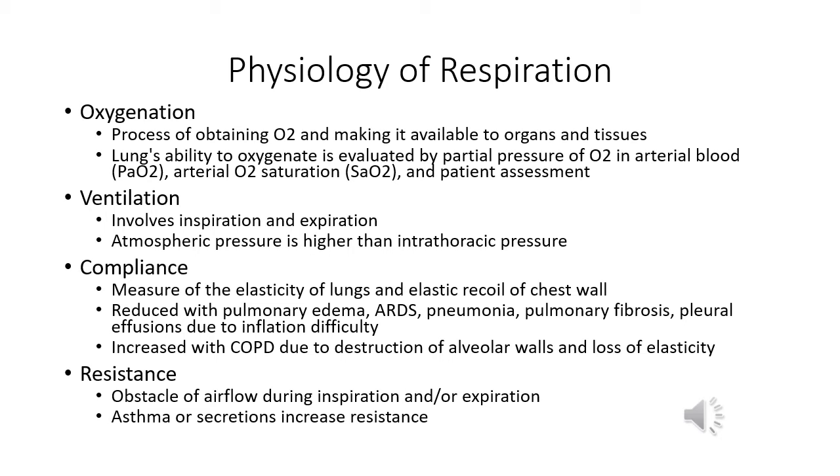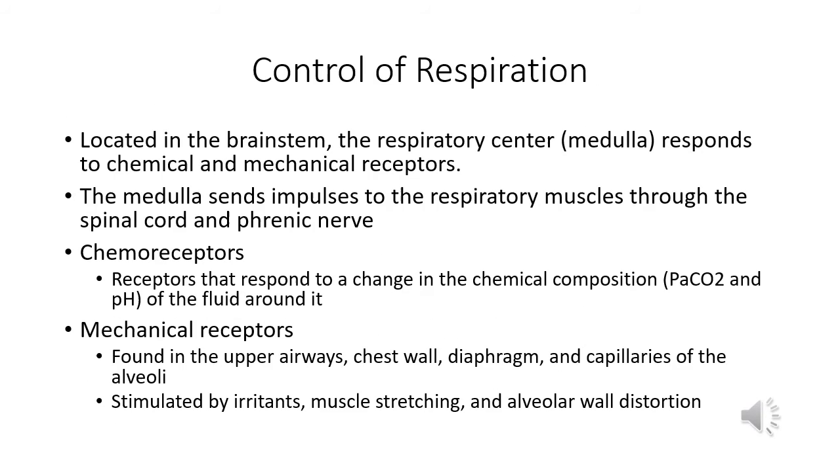Resistance is the obstacle of airflow during inspiration and/or expiration. Asthma or secretions can increase resistance. The body's ability to control respiration is located in the brainstem. The respiratory center, or the medulla, responds to chemical and mechanical receptors. The medulla sends impulses to the respiratory muscles through the spinal cord and phrenic nerve.